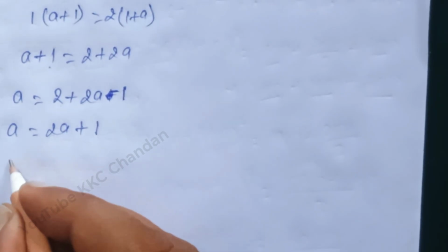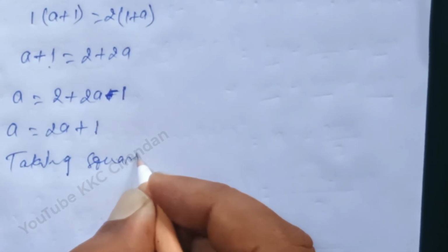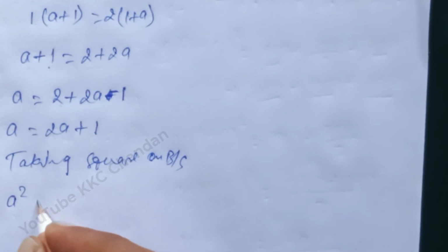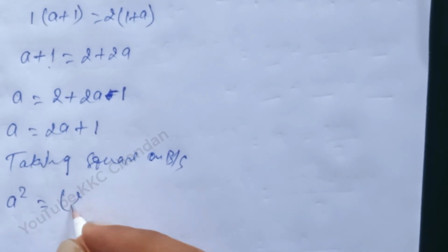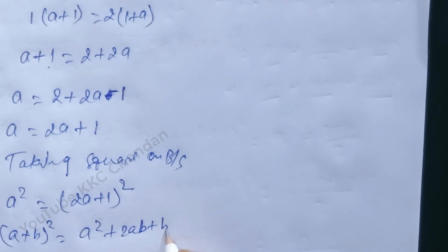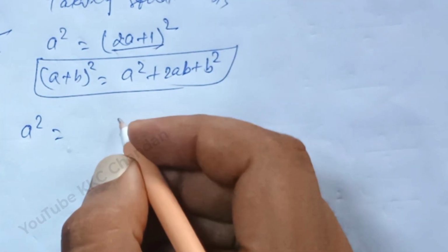After that, see here, taking a square on both sides. See here, A square is equal to bracket open 2A plus 1 bracket close square. After that, see here, we know that the (A plus B) whole square formula is A square plus 2AB plus B square. This formula applies here.